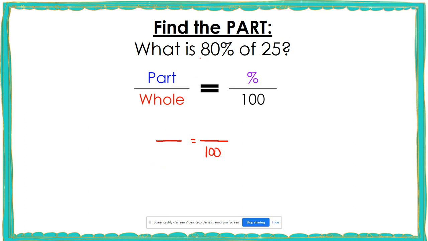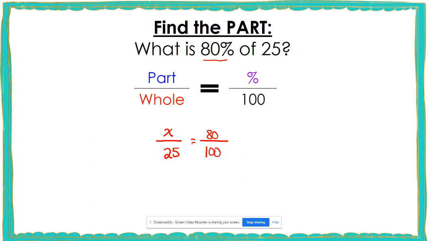Then I look at my problem. It says, what is 80%? Well, this is my percent, and I notice that my percent always goes above my 100, so I'm going to put 80 right here. And then it asks, what is 80% of 25? Well, in this case, because it's asking for 80% of 25, 25 is my whole. So 25 will go in my denominator on my first ratio. And what I don't know is the part of that whole, because I'm looking for what is 80% of that 25. And since 80% is here, I'm looking for what does that actually equal.